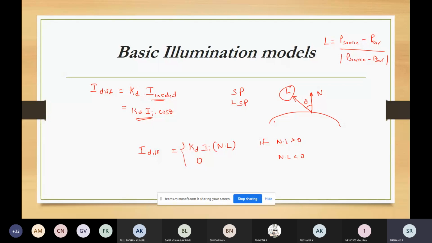Then you can combine this ambient and point source intensity calculation to obtain the expression for the total diffuse reflection at the surface position. So finally, I diffuse can be calculated with this: Ka Ia plus, I'll write it here.